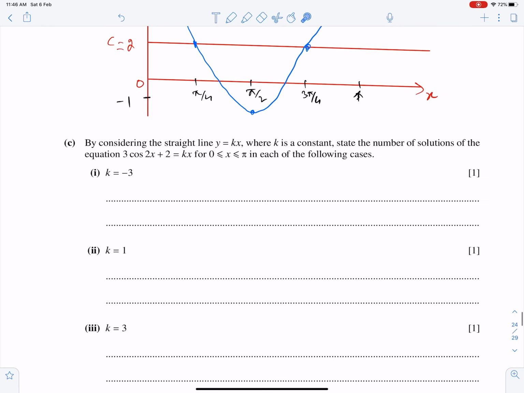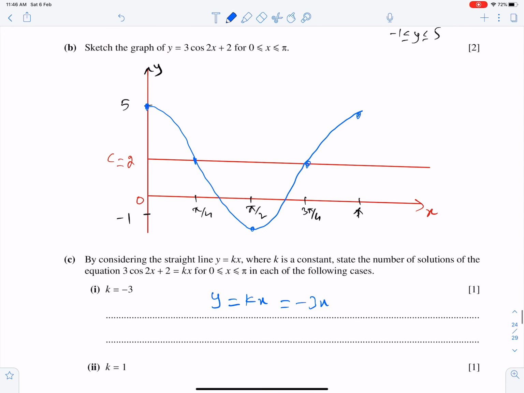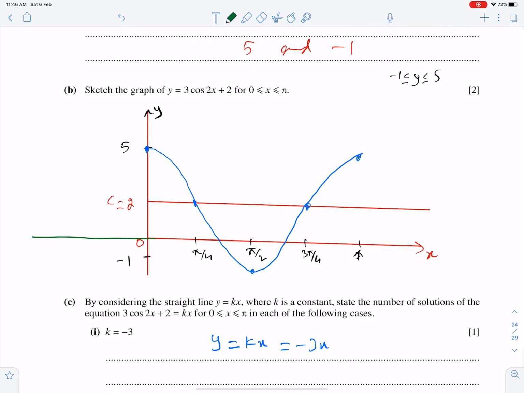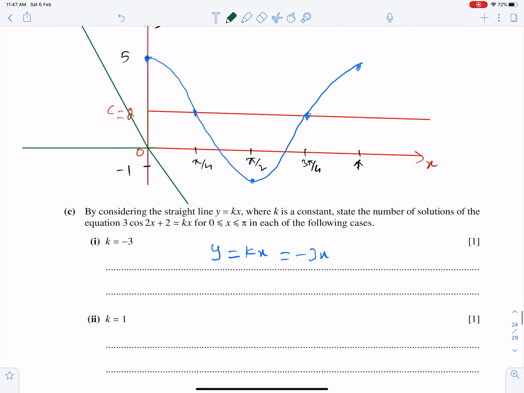Now the next part, by considering the straight line y is equal to kx, where k is a constant, state the number of solutions of the equation. So basically we have this equation, y is equal to kx, and in the first part the value of k is -3, so we have -3x. You know, y is equal to -3x means this line. This is the line y is equal to -3x. And this line is not intersecting the curve.